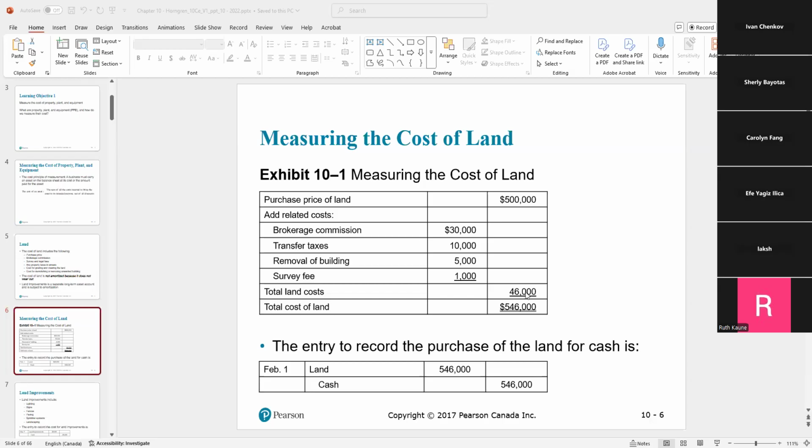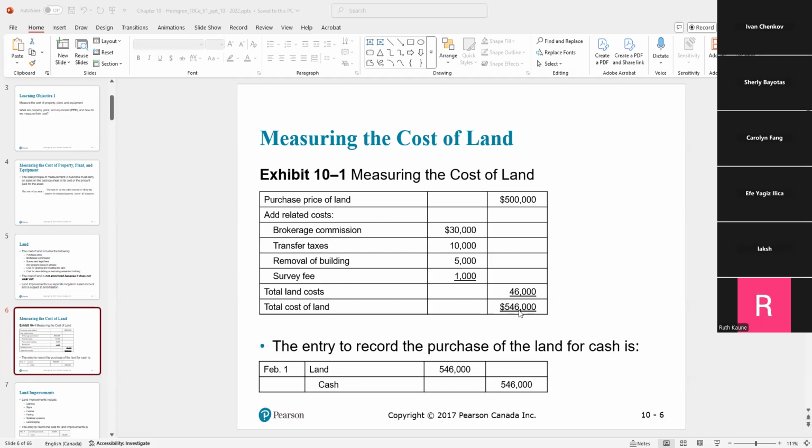When you're calculating the cost of the land, the only reason you're calculating it is that you want to see the amount that's going to be debited to the land. If I have to expense each of those amounts, I'm not going to do this calculation. That's a waste of time, waste of energy. So please don't make that mistake.